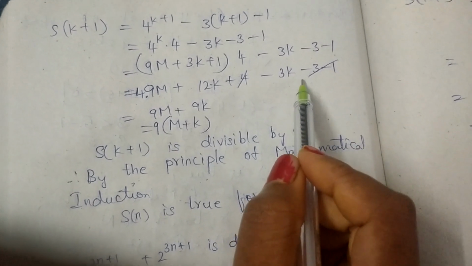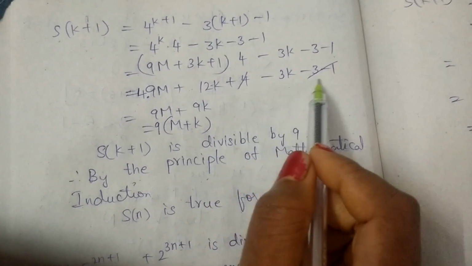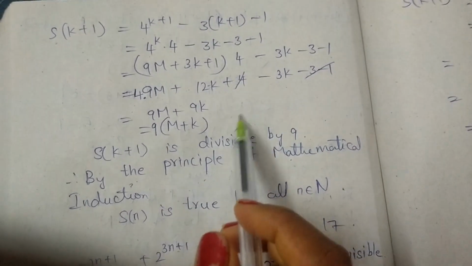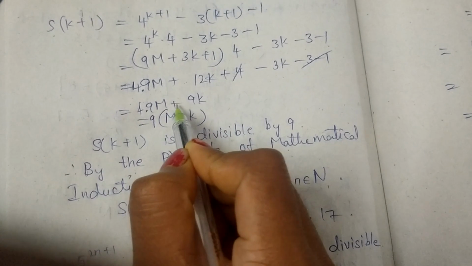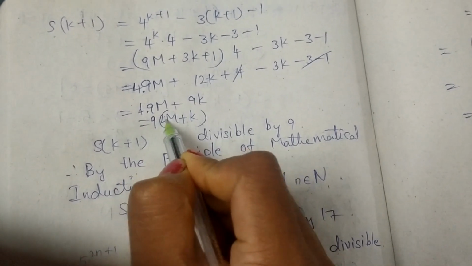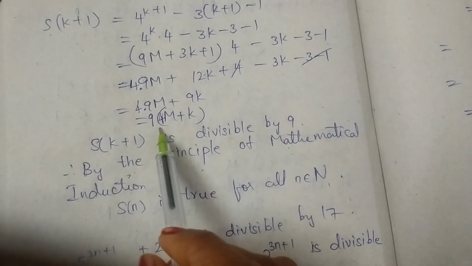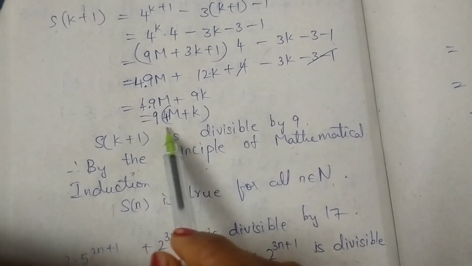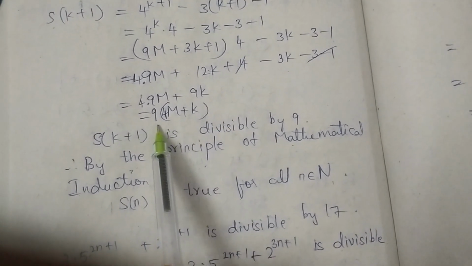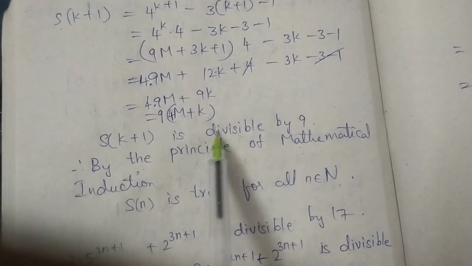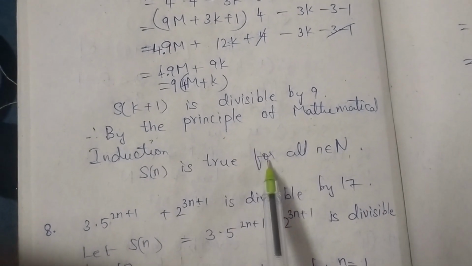Now you can simply cancel minus 3 minus 1 and 4, so 4 minus 4 will be 0. Now you will be left with 4 into 9m plus 9k, so 9 into (4m plus k). As you can see, you can write it as 9 into something, so you can say that this total number will be divisible by 9. That is, 9 into (4m plus k) is divisible by 9. Therefore, by the principle of mathematical induction, the given statement is true.